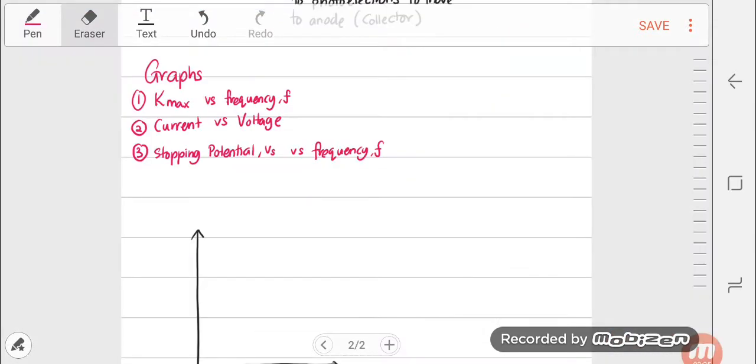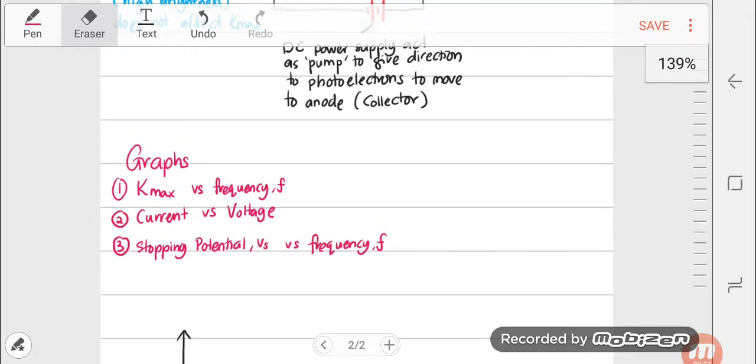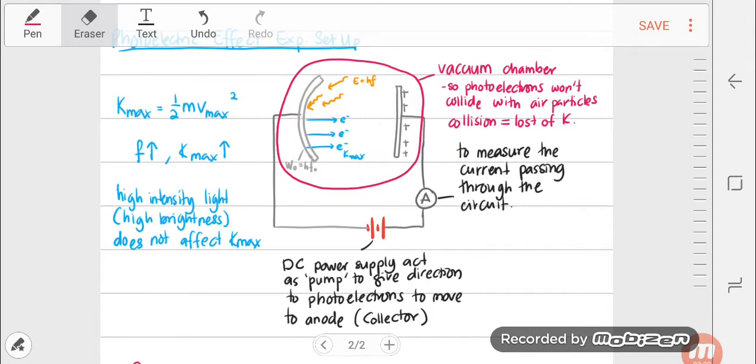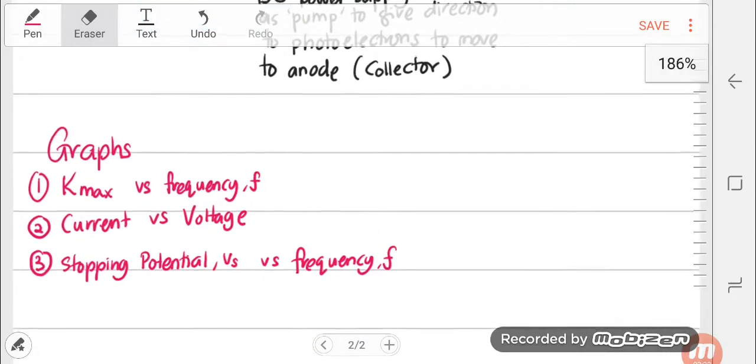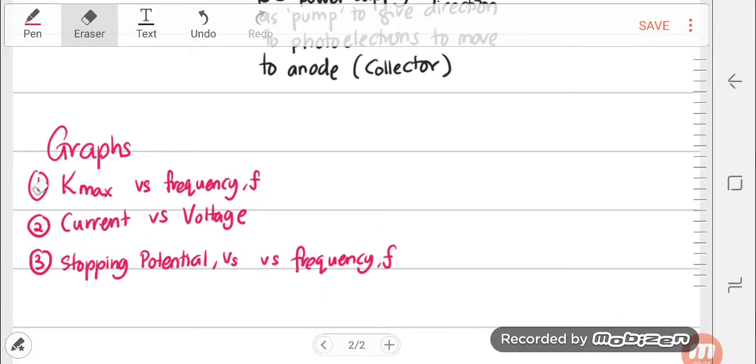So once we have set up our apparatus, of course we can start getting readings, and from there we will start analysing graphs. So we have 3 graphs. Number 1 is Kmax versus frequency. Number 2, current versus voltage. Number 3, stopping potential Vs versus frequency. Now this number 3, I'm going to talk about it in the next video perhaps.